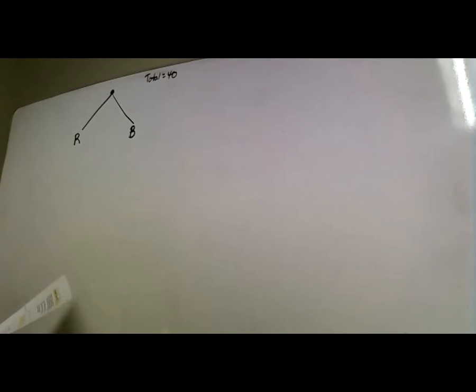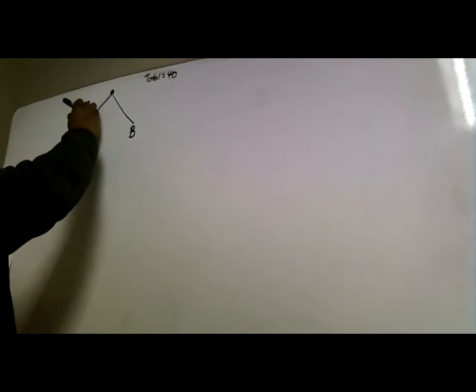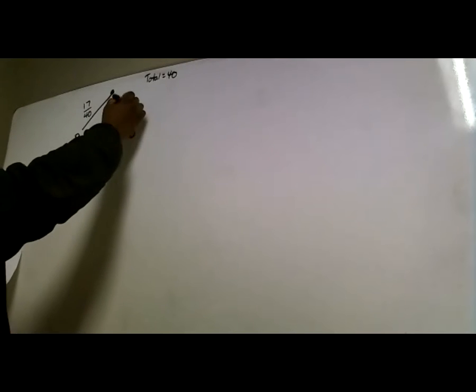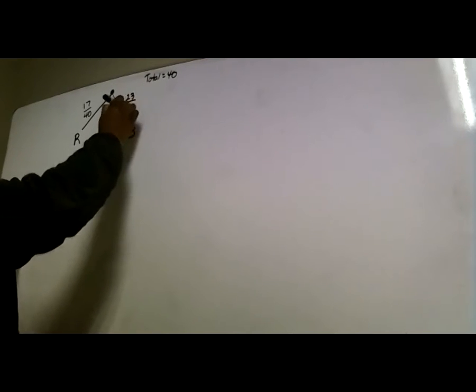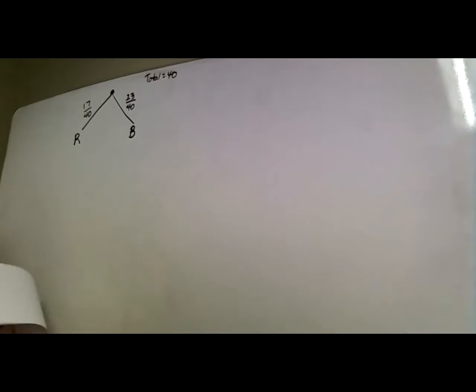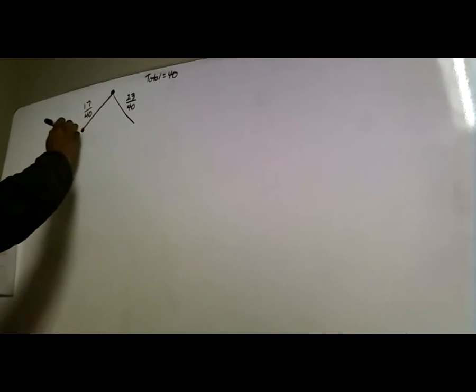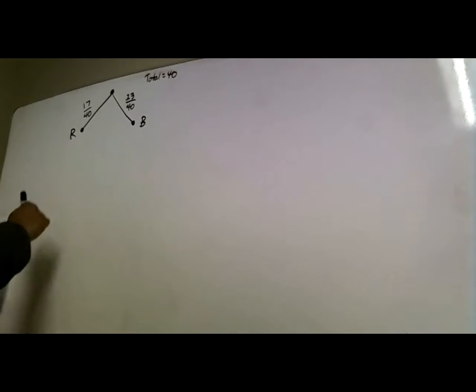Okay. Now, the probability of getting a red marble, there's 17 red marbles out of 40. And the probability of getting a black marble is 23 out of 40. Now, let me do this. Let me put dots here and put the R here and the B here. Let's say you select the red marble.